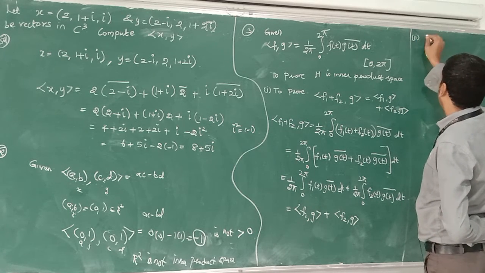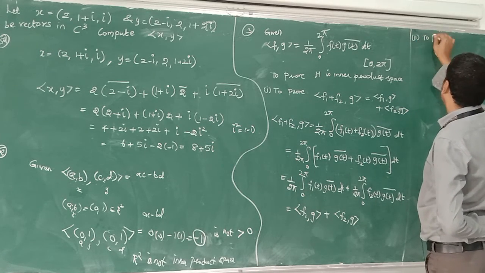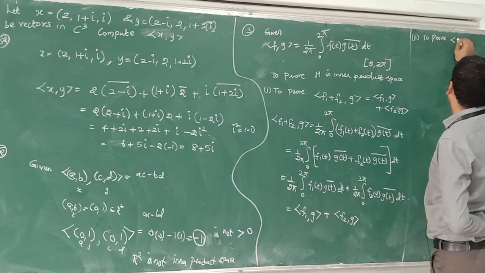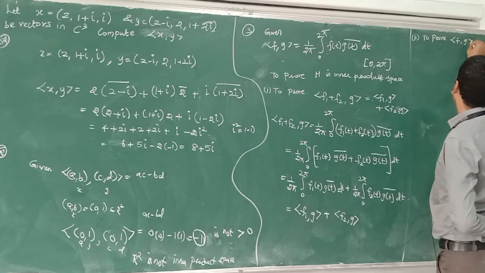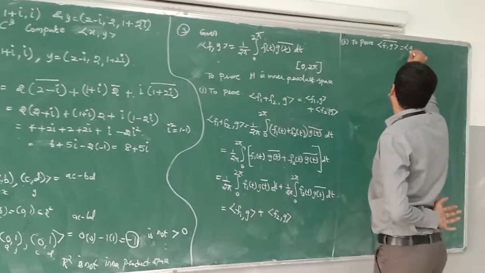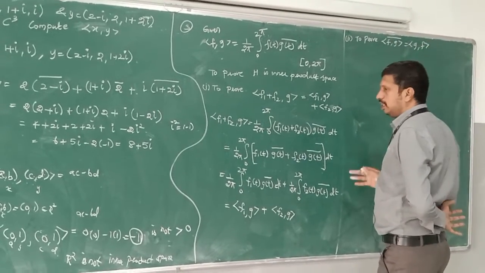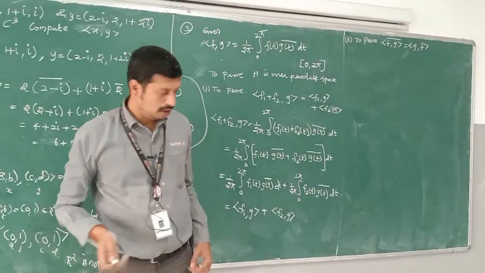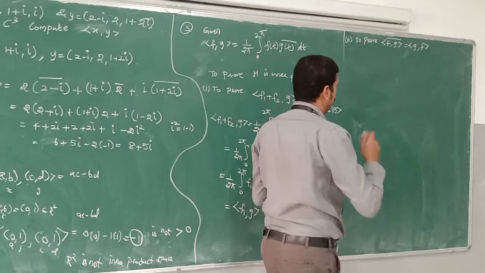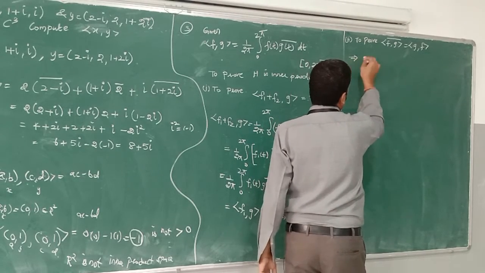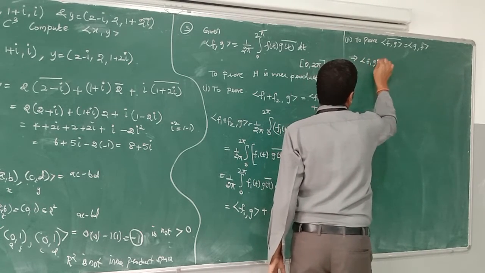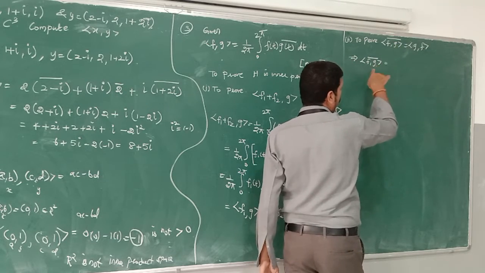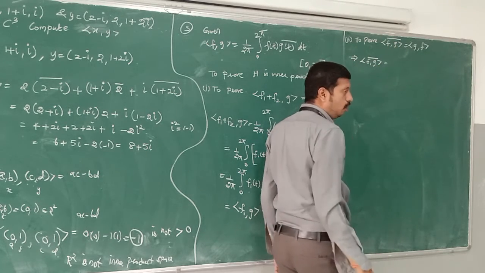So next one, second condition is to prove (f, g) the whole bar equal to (g, f). We can write either this one or that one, anything else we can write, this is up to us. So if we are going to prove (f, g) the whole bar, we have the definition, we have to put the whole bar for this one.